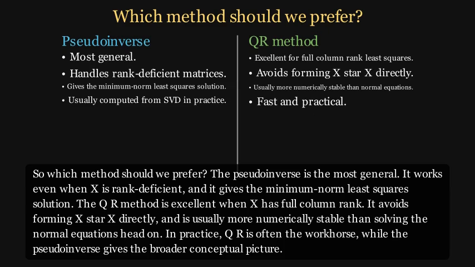So which method should we prefer? The pseudoinverse is the most general. It works even when x is rank deficient, and it gives the minimum norm least squares solution. The QR method is excellent when x has full column rank. It avoids forming x star x directly, and is usually more numerically stable than solving the normal equations head-on. In practice, QR is often the workhorse, while the pseudoinverse gives the broader conceptual picture.